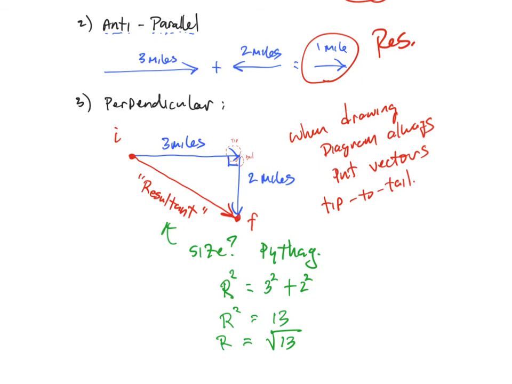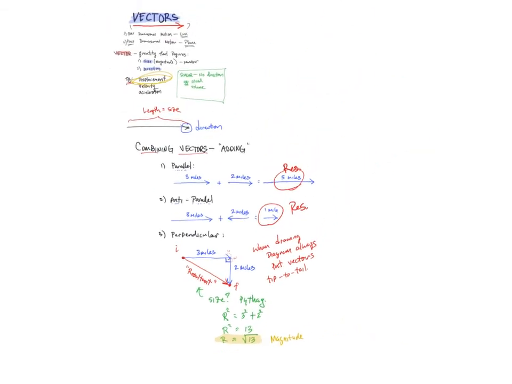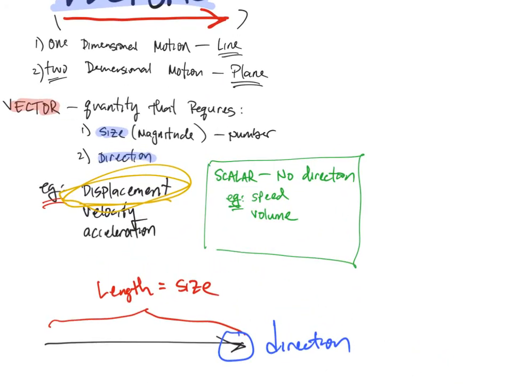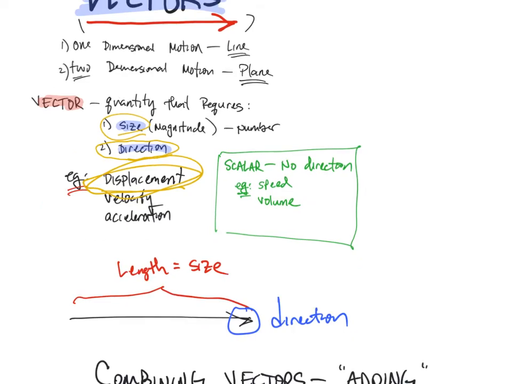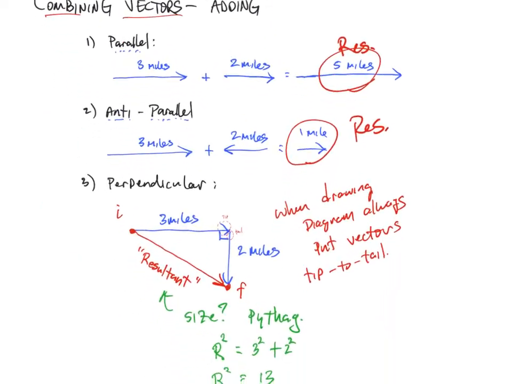So that's one piece of information now that we have given about our resultant vector. We now know that the size is square root of 13 miles. This is the magnitude. The other thing that we have to give is the direction. So we've given the size here, but now we've got to give the direction. So what would the direction be?